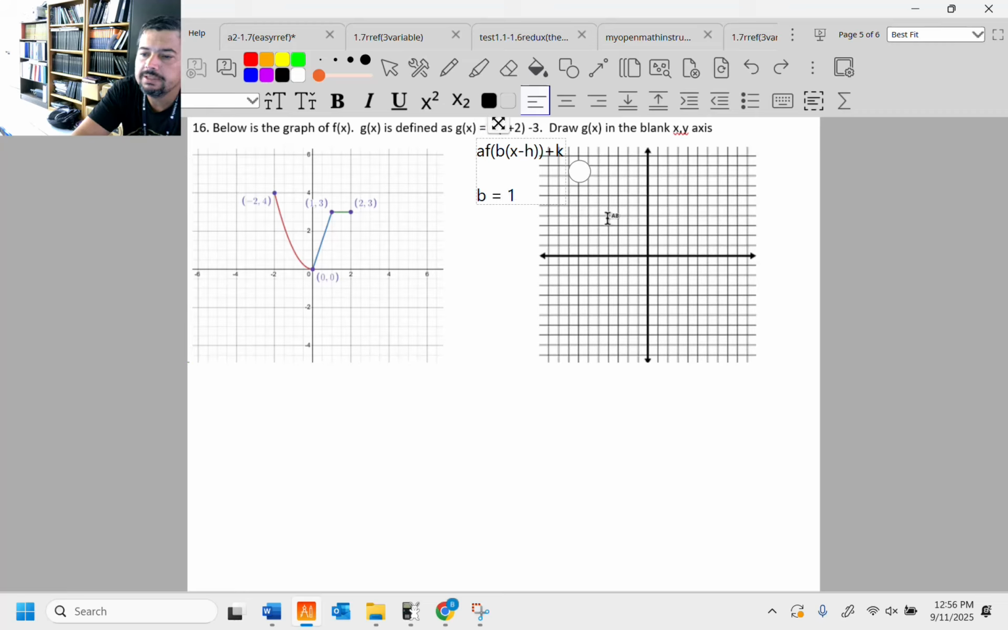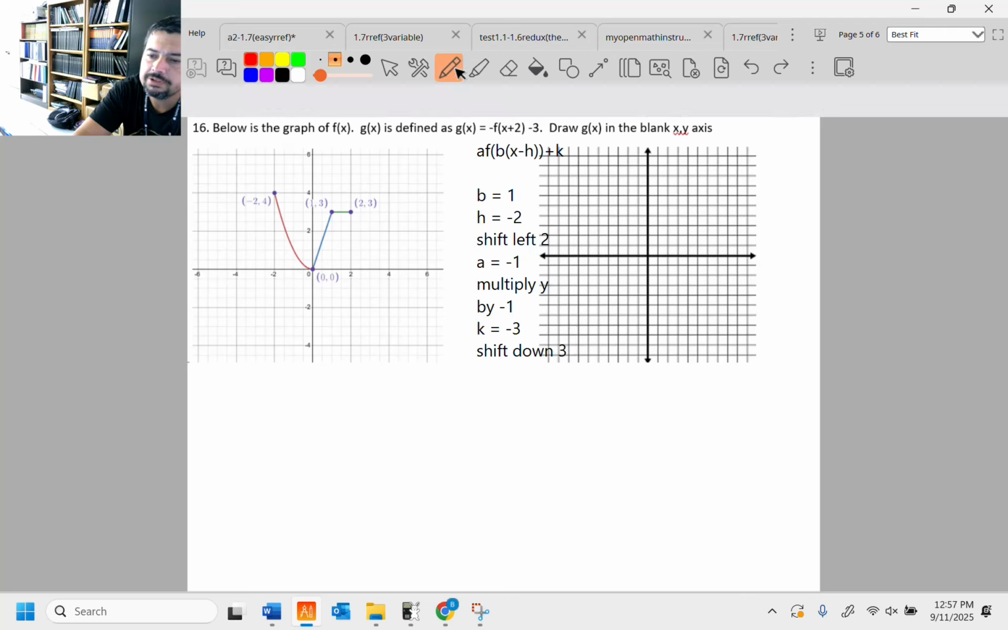b is 1 because there's 1 times x plus 2, so that's nothing. h is -2, and that means that we shift left 2. a is -1, that means we multiply y by -1. Am I looking at the equation right? I am. Good. And the last letter is k, and k is -3. We shift down 3. And again, you got to follow the correct order.